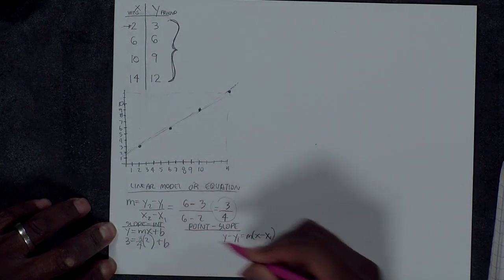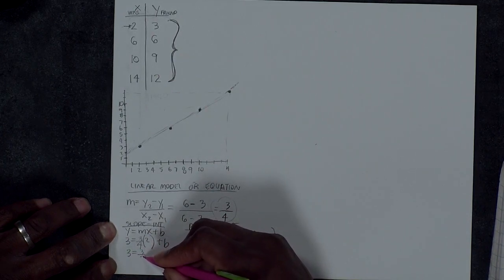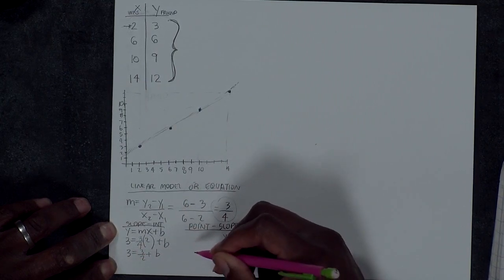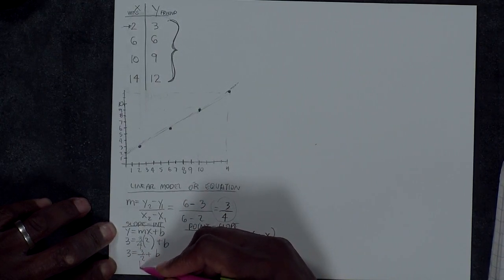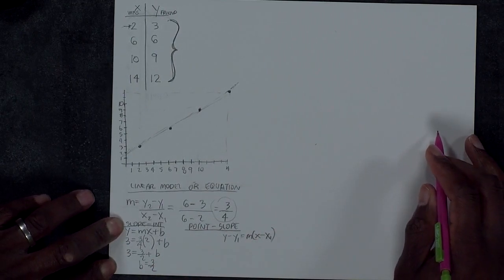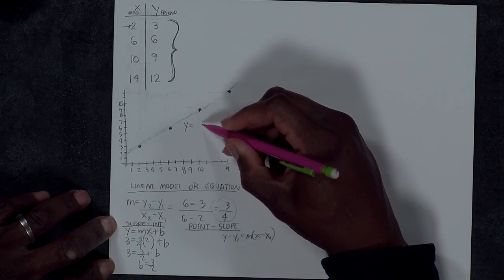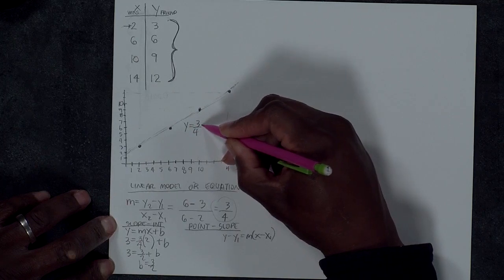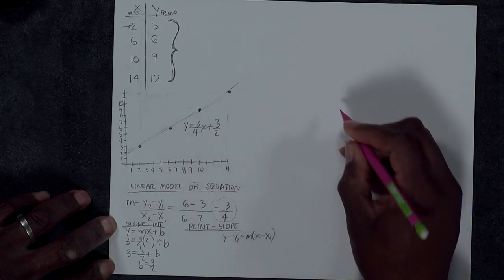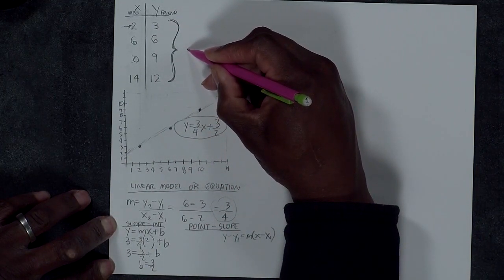plus the y-intercept, which we need. We end up with 3 is equal to 3/2 plus the y-intercept b. And subtracting the 3/2, 1.5, you end up with b is equal to 3/2. So what you end up with is an equation, y is equal to 3/4 x plus 3/2. That's the equation that represents this data right here.